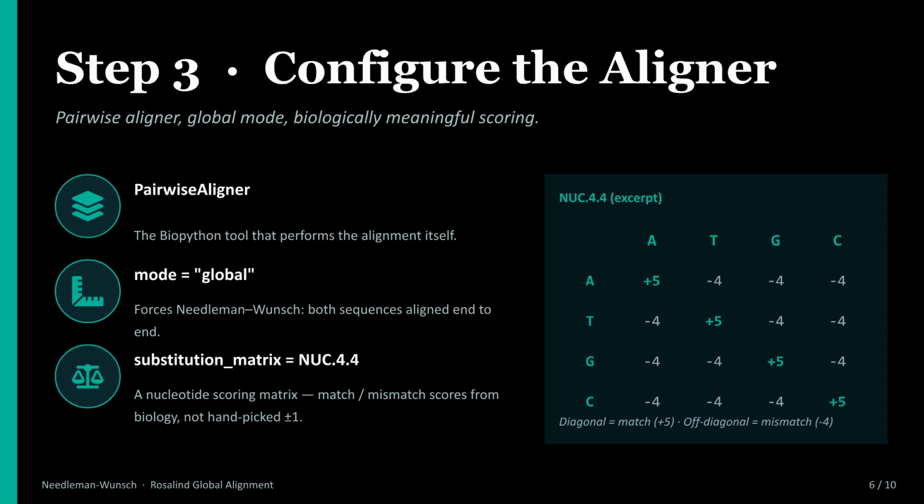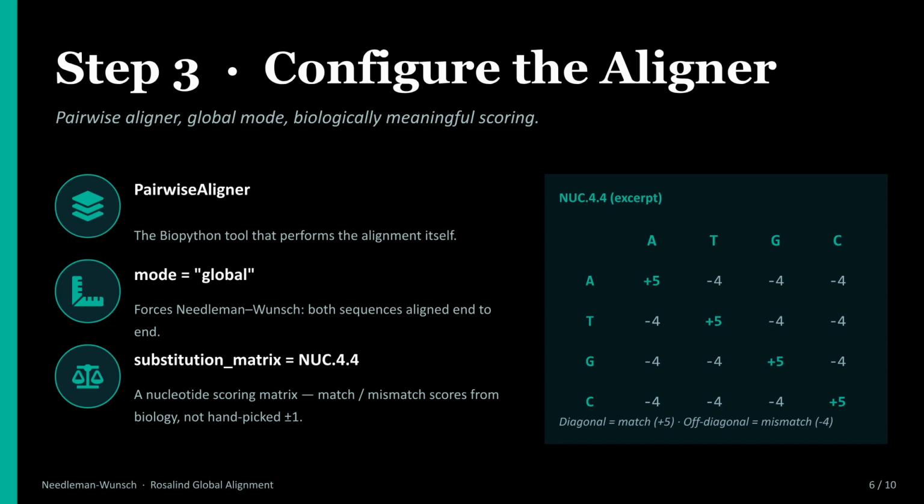Then we load a substitution matrix called NUC.4.4. This matrix defines how we score matches and mismatches between nucleotides. Instead of manually assigning scores like +1 or -1, we use a biologically meaningful scoring system.